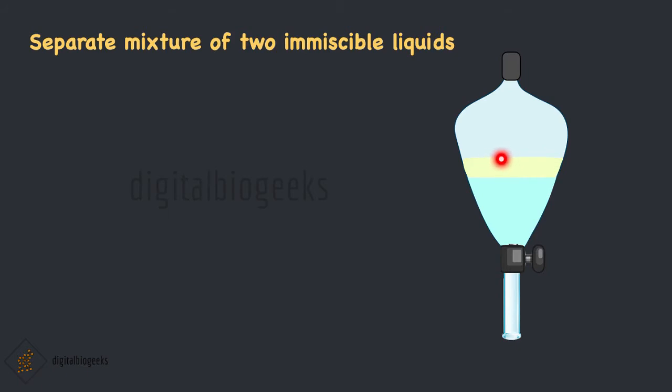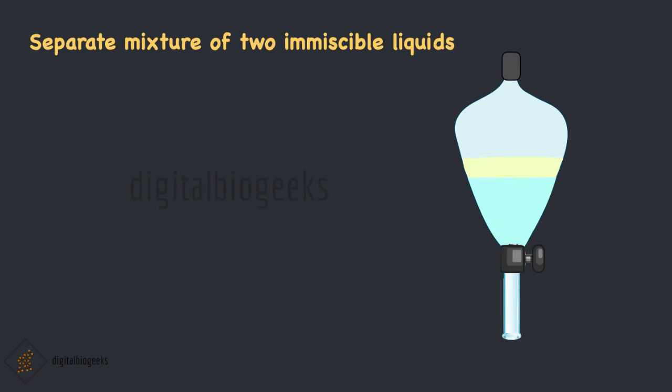Oil will form the layer over water. Open this stopcock and pour out all the water which is at the lower layer. Close the stopcock as oil reaches this point. Thus we can separate a mixture of kerosene oil and water.